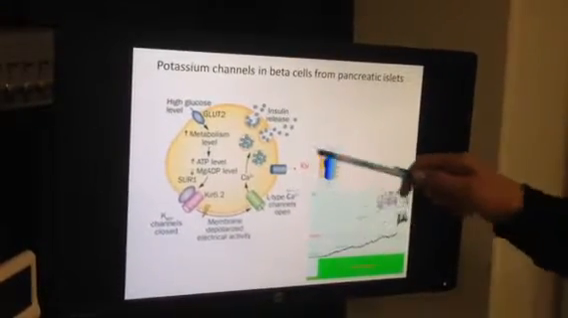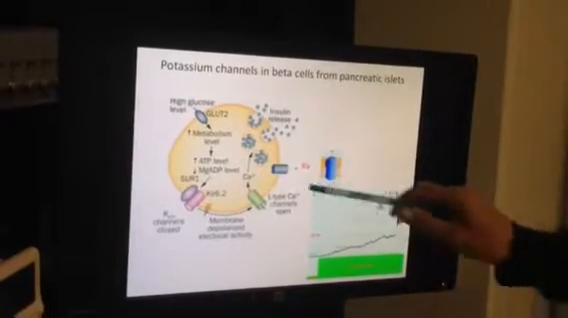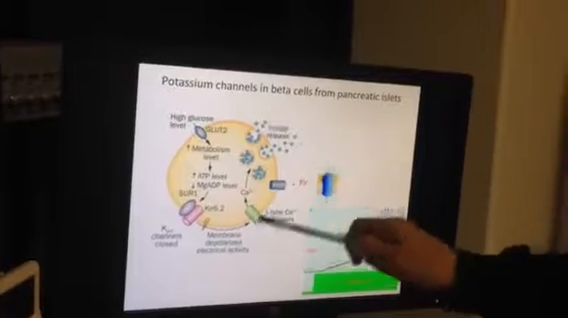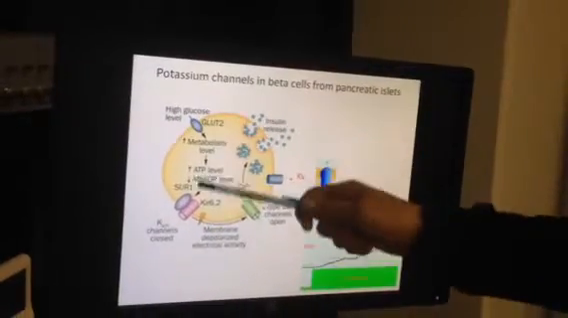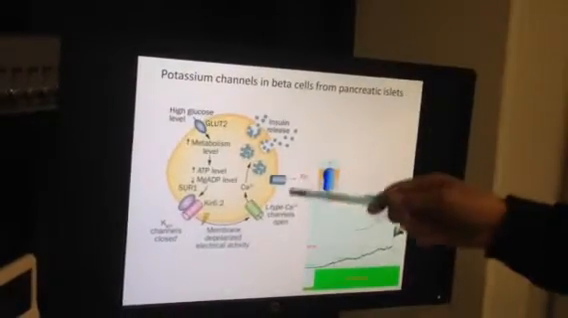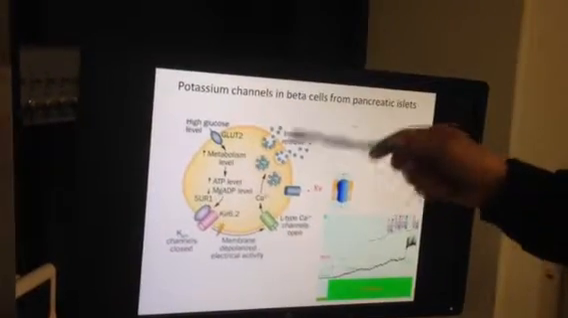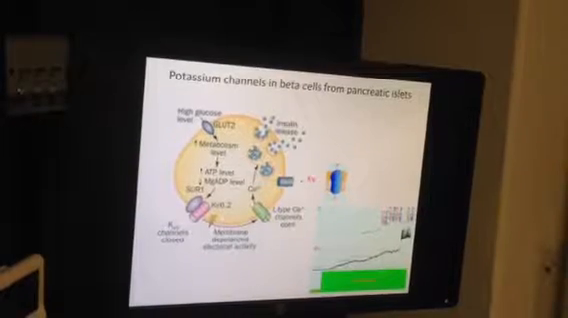That is what we actually are doing in the lab right now. We are measuring the efflux of potassium that comes after all this mechanism: entrance of glucose, closing of ATP-dependent potassium channels, opening of voltage-dependent calcium channels, insulin release, and then you are going to have the efflux of potassium.